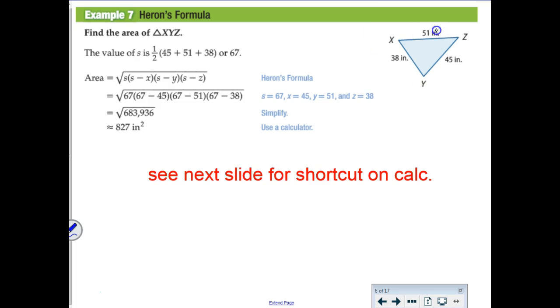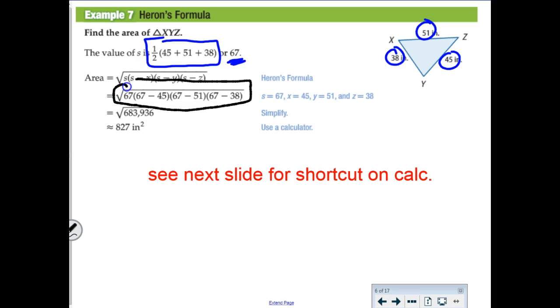We have a triangle, and all 3 sides are given to us. So the first thing they did was they found the semi-perimeter. So the semi-perimeter would have been half of the perimeter. So once they calculated that, they got 67. And then they went to their formula, right here.